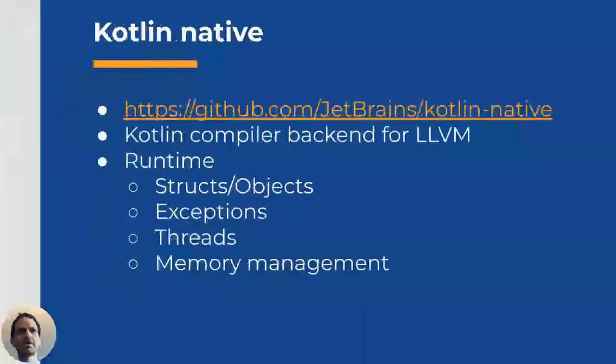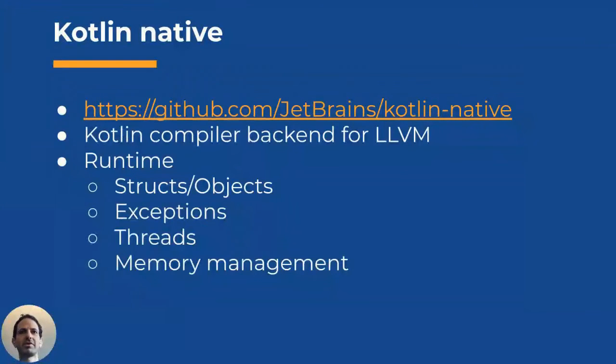So when you look at Kotlin Native, it's a project that lives in a separate repo from the main repo, and it's a compiler backend for Kotlin that targets LLVM. So it's not a compiler backend for LLVM, because a compiler backend for LLVM would be architecture specific. So it's two compilers. I know it's a bit confusing, but the complete Kotlin compiler outputs LLVM intermediate representation, and this goes into LLVM and gets compiled to machine code.